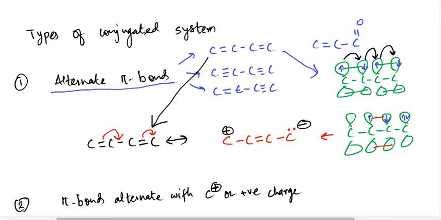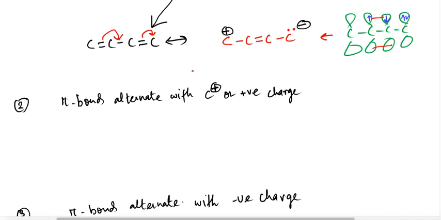So this pi bond pair electron will become lone pair, and you will get carbanion, and this pi bond pair will come here, and this carbon will have empty p orbital, so you will get carbocation. So this is how you can draw the resonating structure. Wherever you see this type of system, you can understand that resonance is taking place.